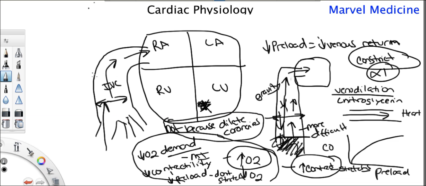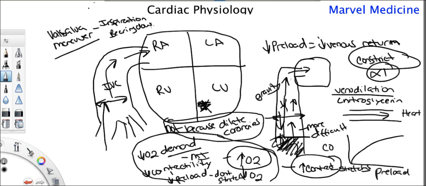What's one other thing that can actually decrease preload? That's the Valsalva maneuver. Okay, what is this? This is when you take in a deep breath of air, it's inspiration, and you're bearing down at the same time. So it's more just increasing your intrathoracic pressure. Okay, why does this decrease venous return?